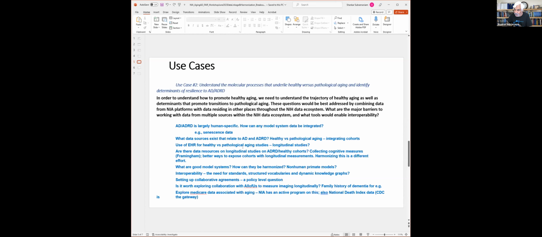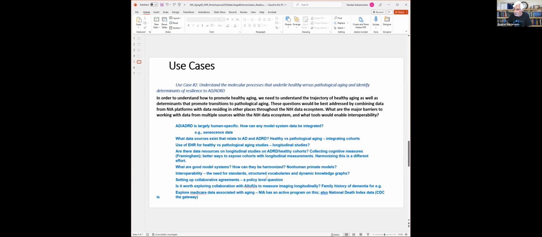Use of EHR data for healthy versus pathological aging studies, especially with longitudinal studies. Are there data sources or resources for longitudinal studies in ADRD and healthy cohorts? Some were mentioned, but it will be worthwhile having more clear mention of longitudinal studies. Collecting cognitive measures, for example, Framingham has a connection with NIA for cognitive measures. Are there better ways to expose cohorts with longitudinal measurements? How do we harmonize these data? What are good model systems? How can they be harmonized? Non-human primate models should be brought into the picture.